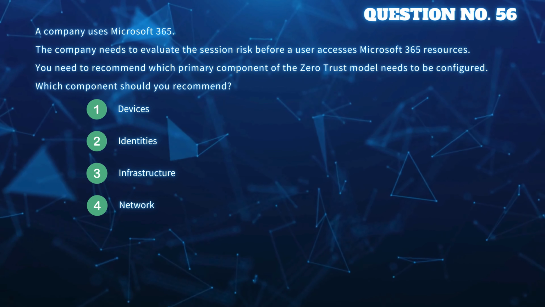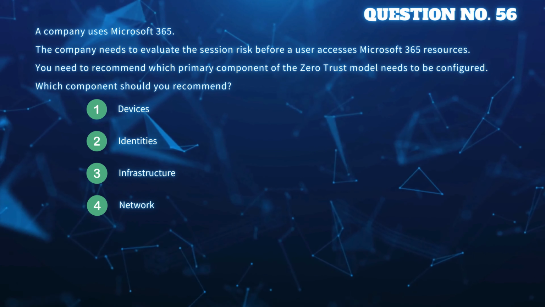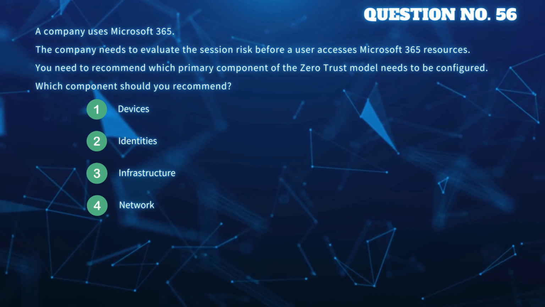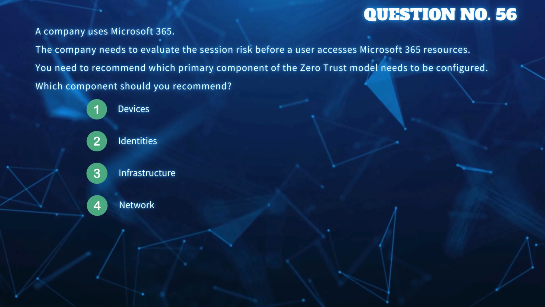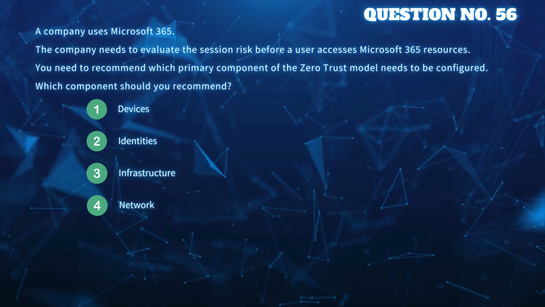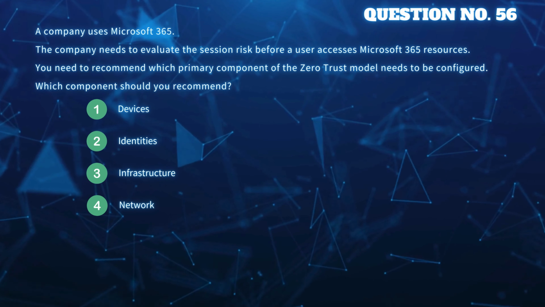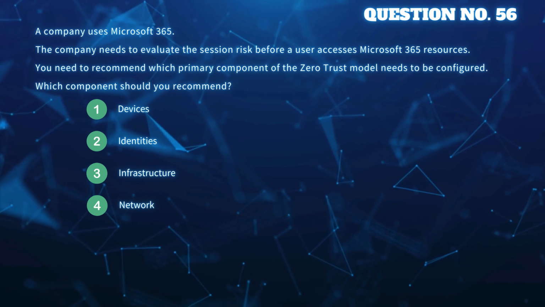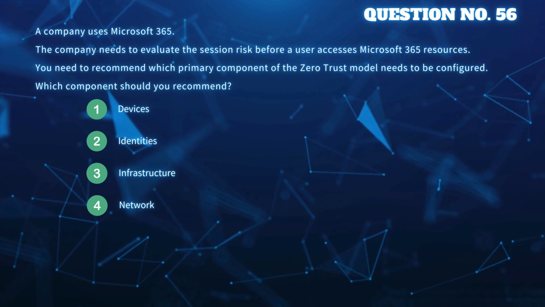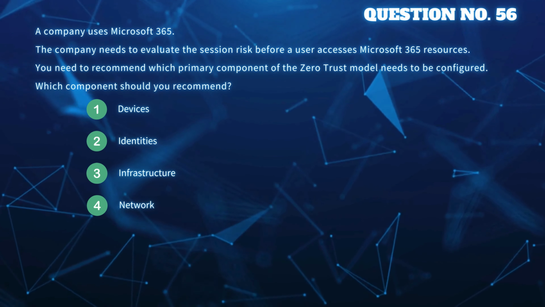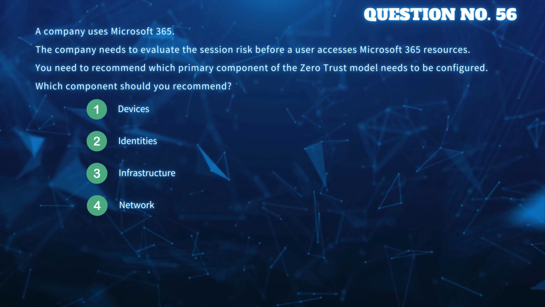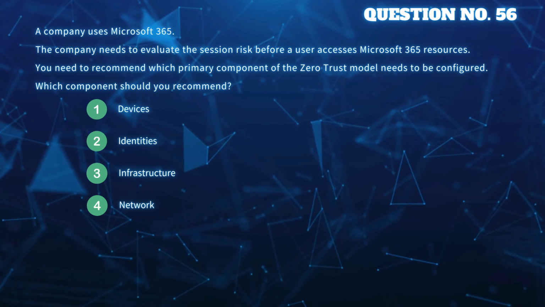Question 56. A company uses Microsoft 365. The company needs to evaluate the session risk before a user accesses Microsoft 365 resources. You need to recommend which primary component of the Zero Trust model needs to be configured. Which component should you recommend? Option 1, Devices. Option 2, Identities. Option 3, Infrastructure. Option 4, Network.